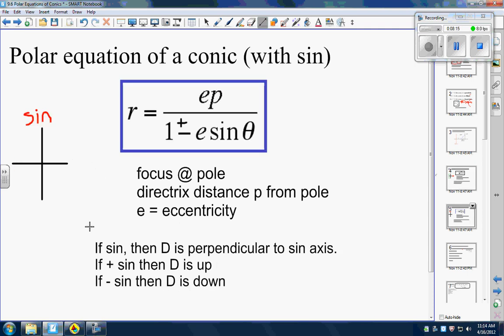Here's your equation with the sine. So same thing again, except it's now eccentricity times sine. Your focus is still at the pole. Your directrix is still a distance p from the pole, so whatever we'll solve for the p values, e is still eccentricity. Now if it's a sine, it's perpendicular to the sine axis, or y. So if you see 1 plus e sine, it looks like that. If you see 1 minus e sine, it looks like that. Okay, that's where your directrix is.